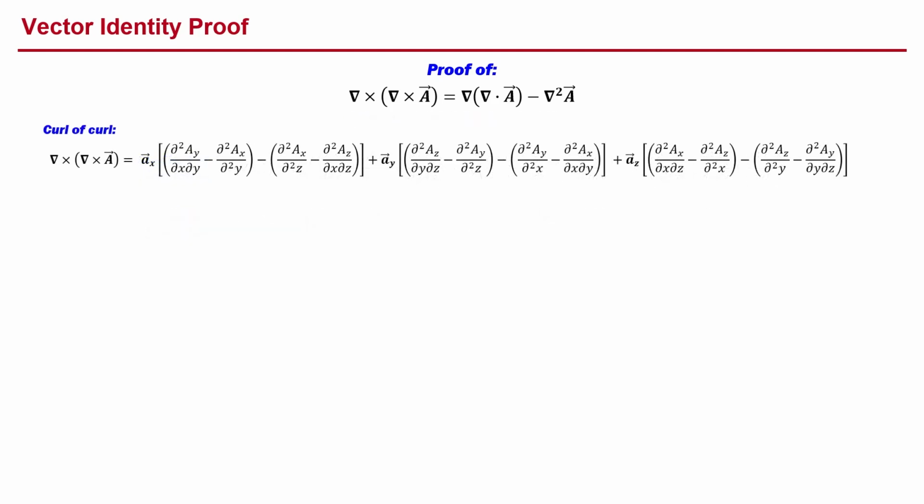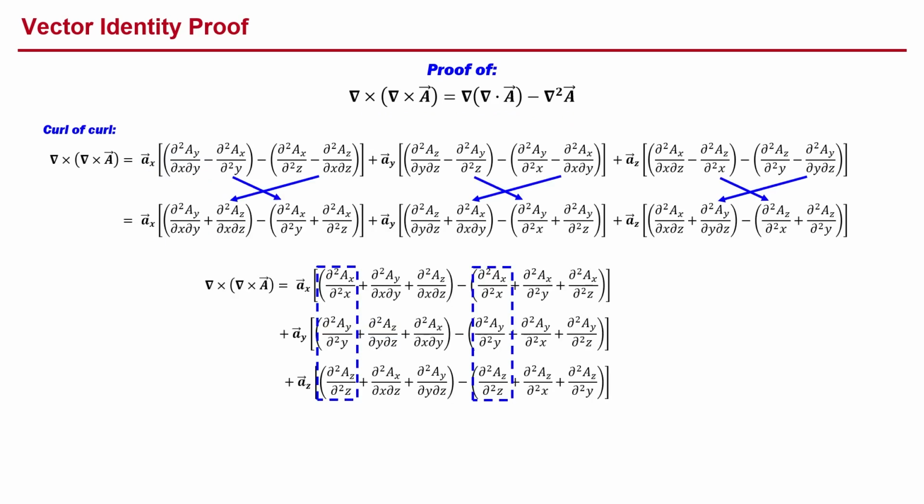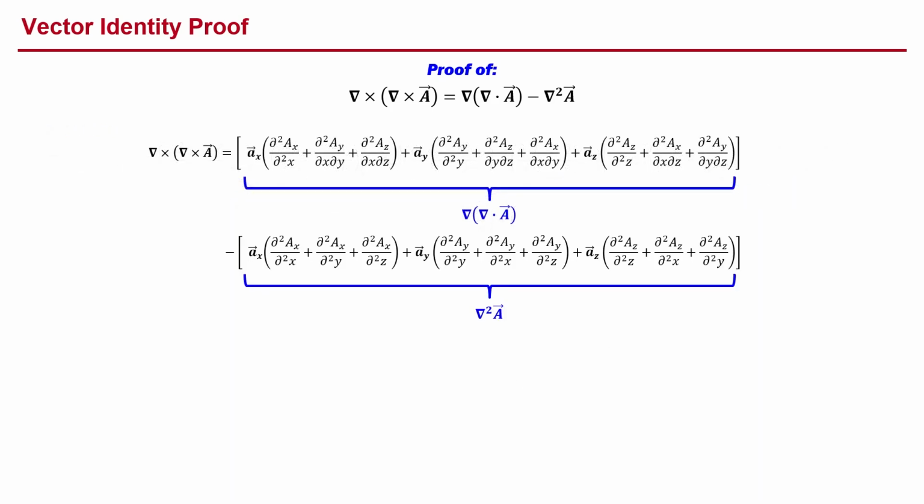The curl is given by this expression. We regroup terms, then we add and subtract a common term to each group as shown here. We separate this into two groups, and we see that the first group equals the gradient of the divergence, and the second group equals the vector Laplacian. Thus, the curl of the curl of A equals the gradient of the divergence of A minus the vector Laplacian of A. Quod erat demonstrandum.